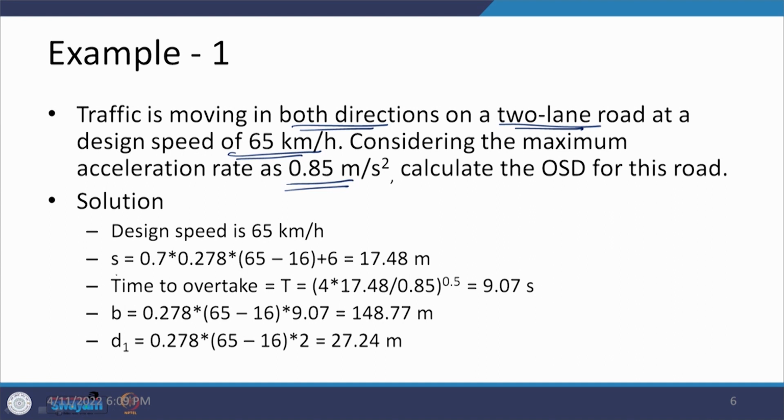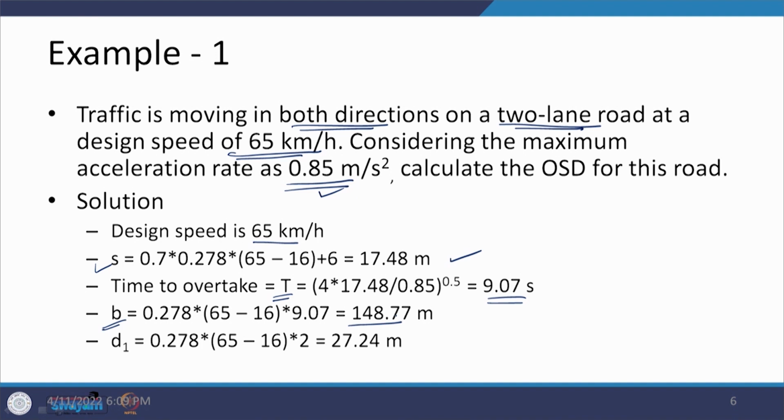The very first thing to calculate is the spacing s as 0.7 times of 0.278 into (65 minus 16) plus 6. So, we get 17.48 for a design speed of 65 kilometers per hour. Time to overtake t, when s is available and a is given, we calculate it. So, it comes out to be 9.07 seconds.